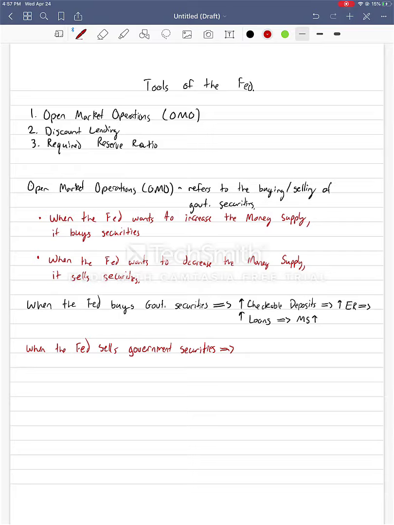Now, when the Fed sells these government securities, so if I'm purchasing some of the Fed's government securities, once again, I'm not sending them cash. I'm going to probably enter in my bank routing number and account information, and that money is going to be deducted from my checking account. So that's going to lead to a decrease in checkable deposits.